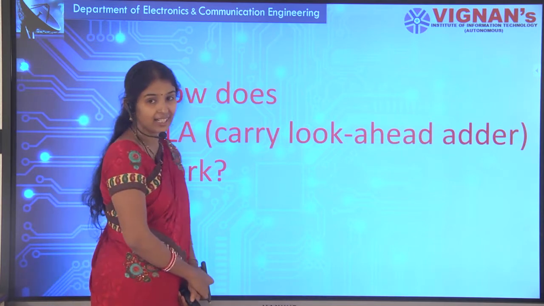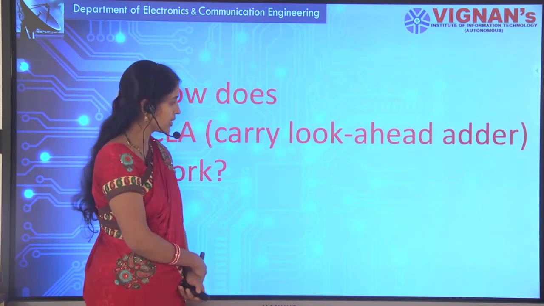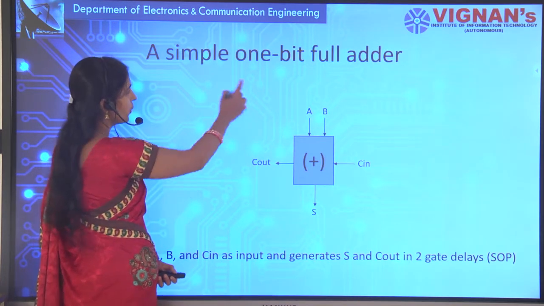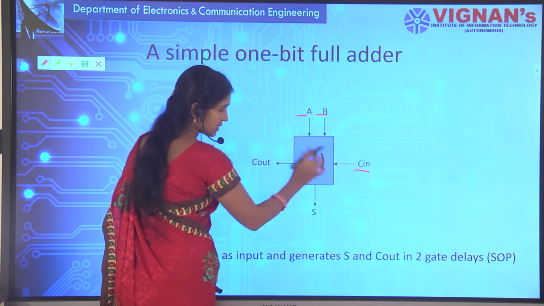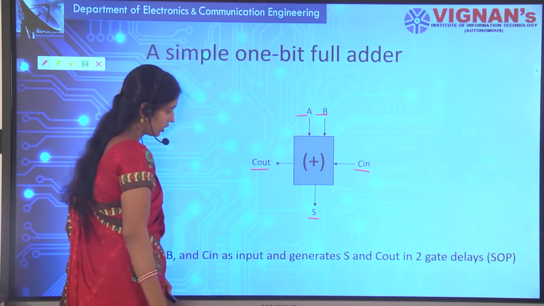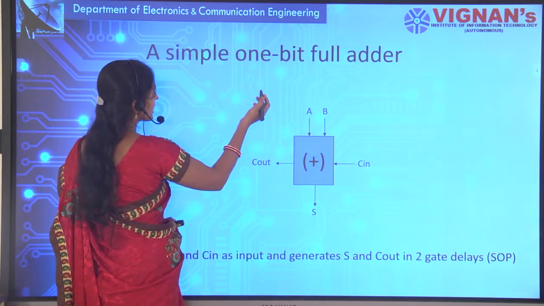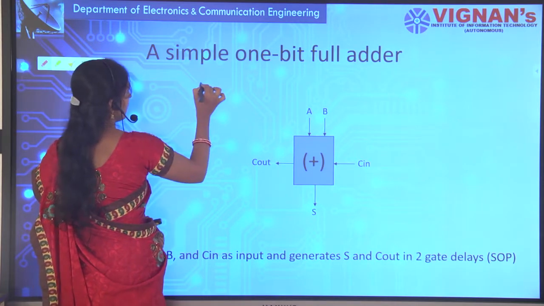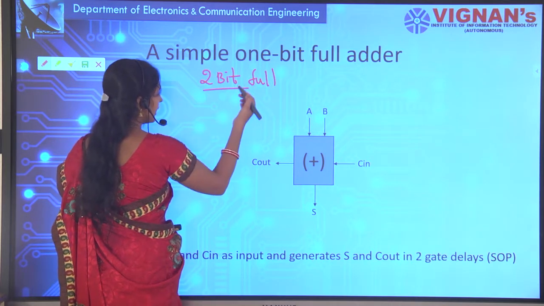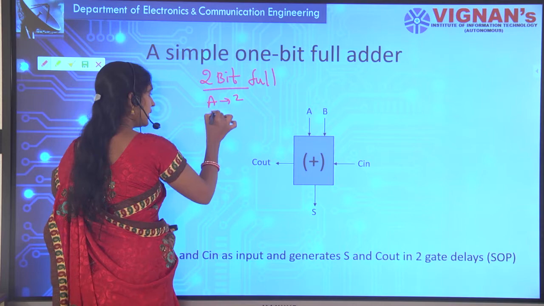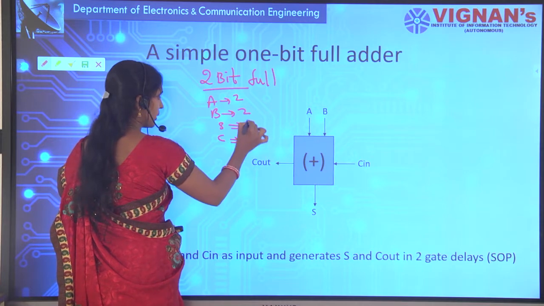Right. What is a carry look ahead adder? How does a carry look ahead adder work? We'll be seeing here. See, a simple 1-bit full adder takes 3 inputs, A, B as well as C, as input, and provides sum and carry. It takes C in, that is a 1-bit full adder. If I ask you to design a 2-bit full adder, it will take A of 2 bits, B of 2 bits, and provide a sum of 2 bits as well as a carry of 1 bit.